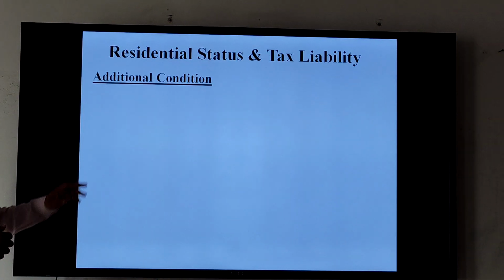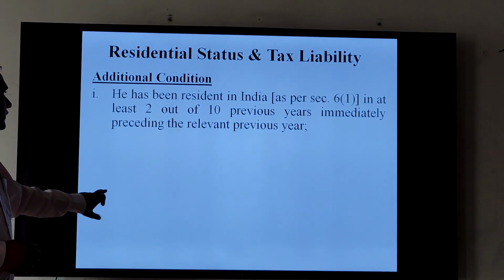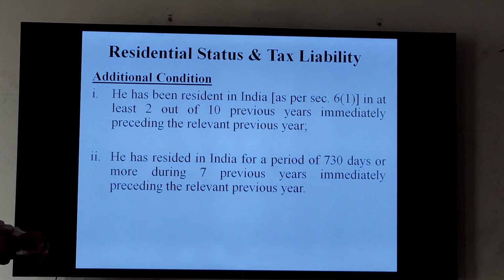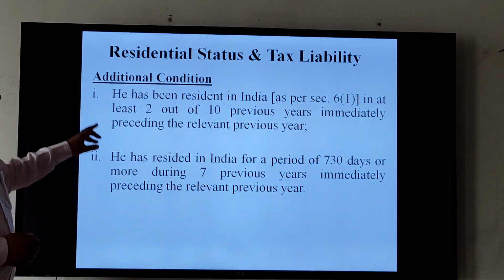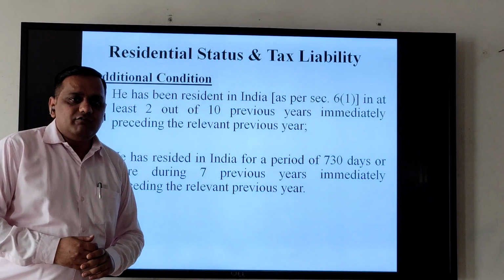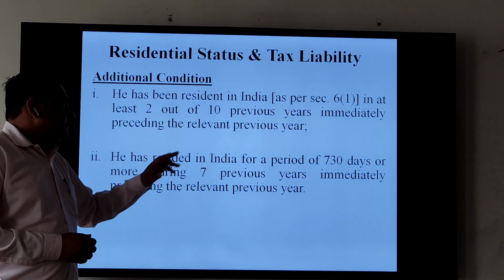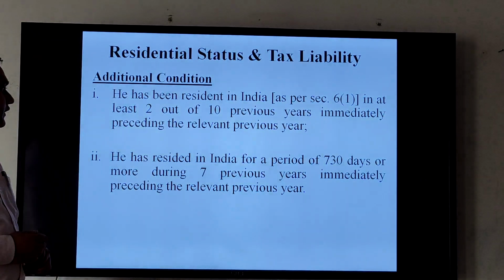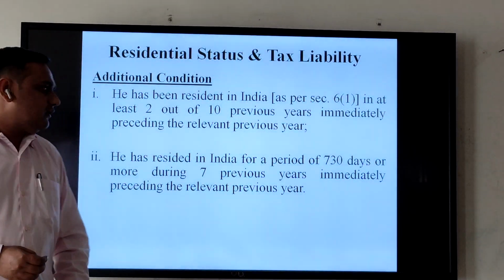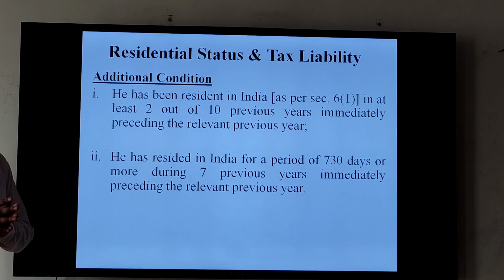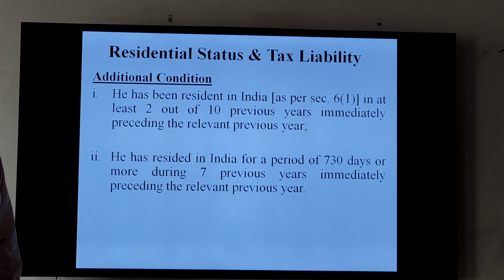Apart from basic condition, there is another type of condition which is called additional condition. Additional condition also has two parts. First part says the person has been resident in India as per the first condition in at least 2 out of the 10 previous years immediately preceding the relevant previous year. And he has been resident in India for a period of 730 days or more during the 7 previous years immediately preceding the previous year. So now in total there are 4 conditions. 2 conditions are part of the basic condition and 2 conditions are part of the additional condition.